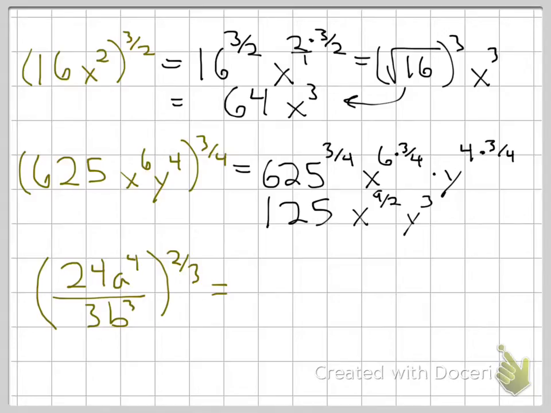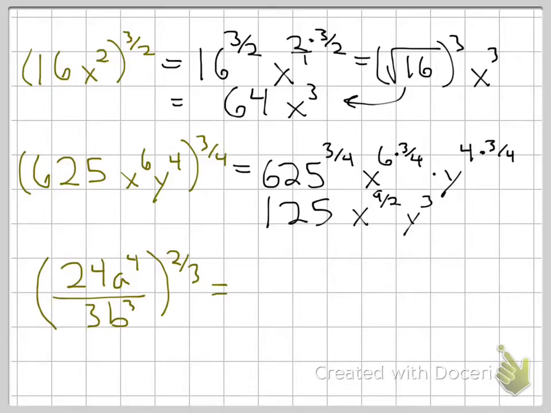Now next one. I picked this one for a reason. How many tried to find 24 to the 2/3? How'd that go? Do we have a cube root of 24? No. And then we look at 3 to the 2/3. Do we have a cube root of 3 that's nice? No, it's not. But what do we know about 24 and 3? Yeah, it reduces to 8.